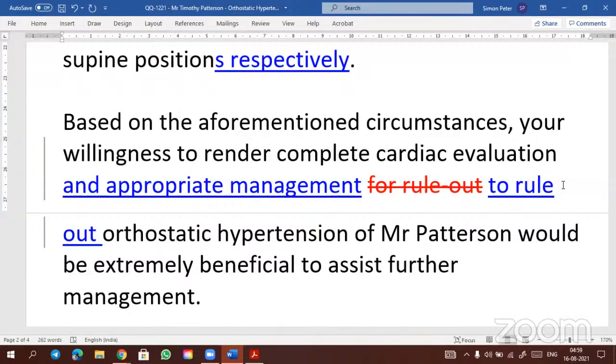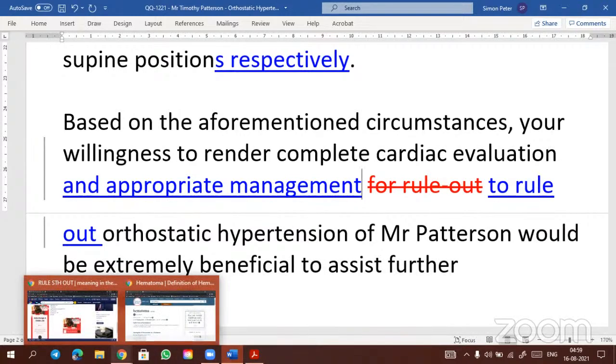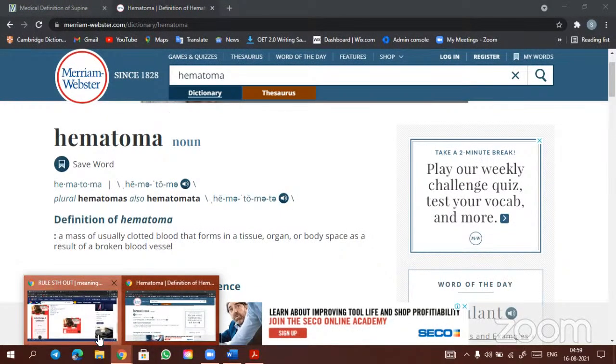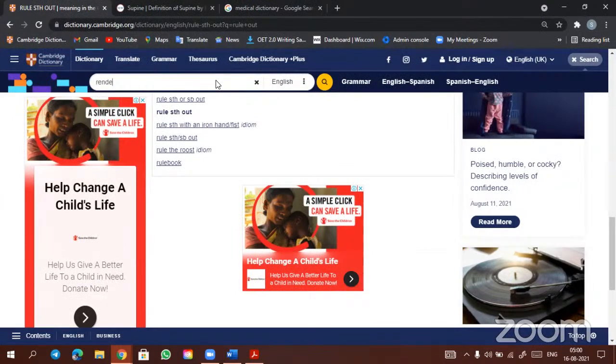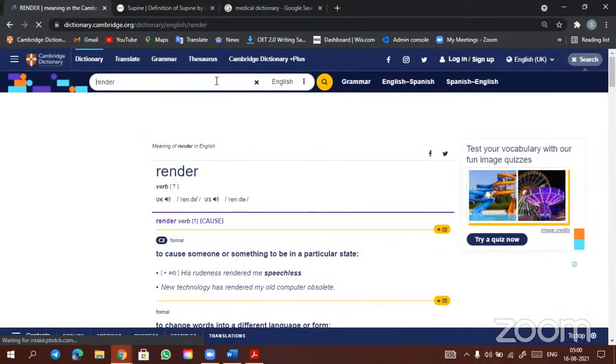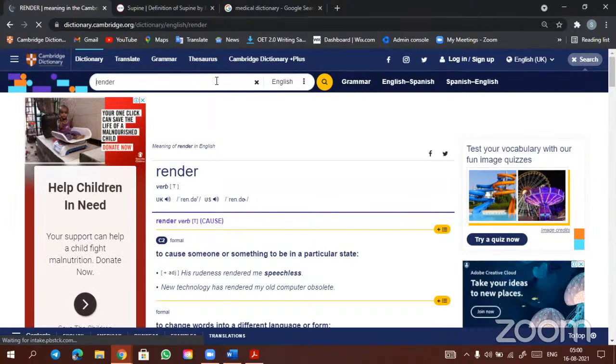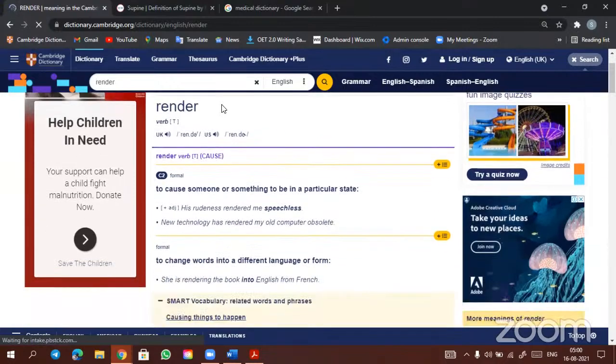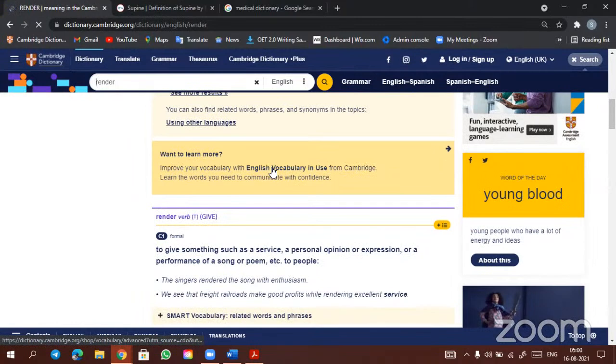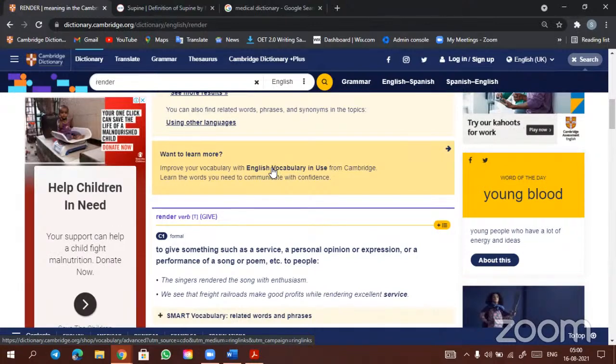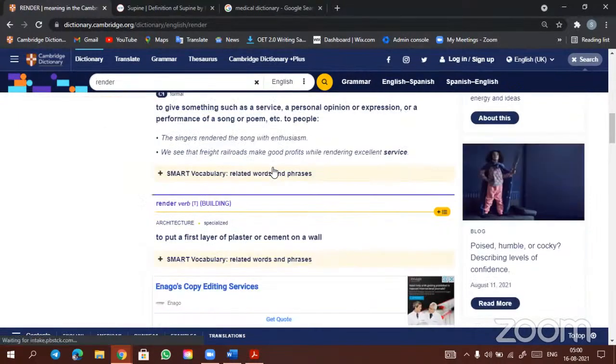Render means give. Render means what? Made? Rendered. Let us get clarity here. Render means to cause someone or something to be in a particular state. To cause, not to give. He was rendered helpless, that means he was made helpless. Also, to give something such as a service, a personal opinion or expression, or performance of a song or poem to somebody. Render also means to give.